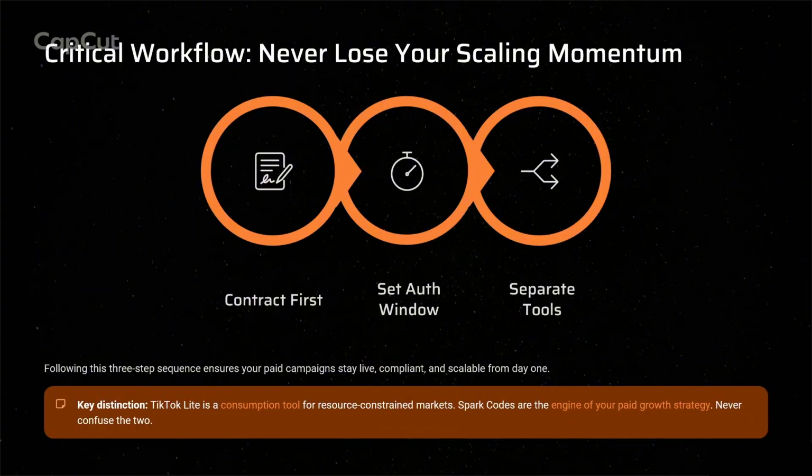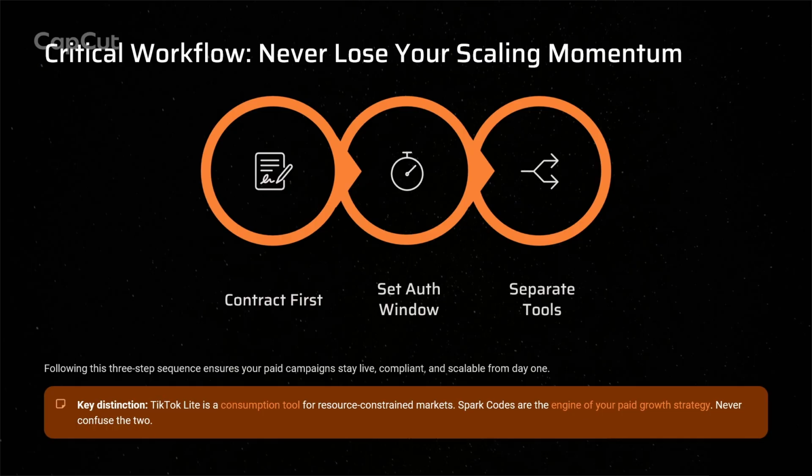So, the critical workflow: never lose your scaling momentum. Contract first, set the authorization window, separate tools. Following this three-step sequence ensures your paid content stays alive, compliant, and scalable from day one.